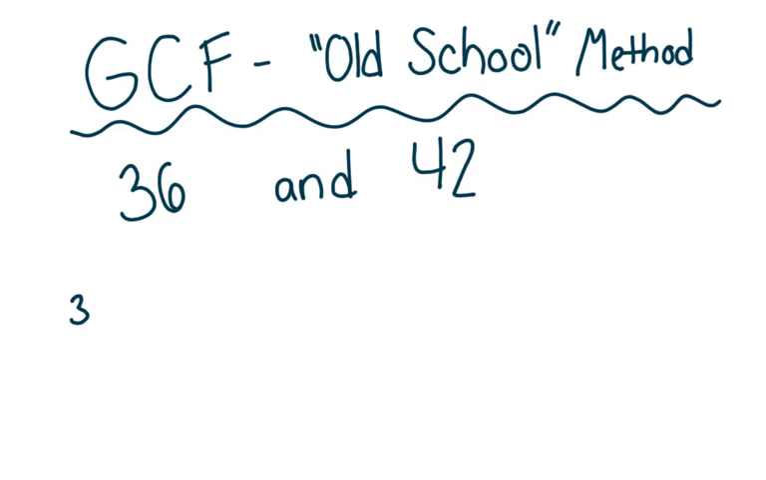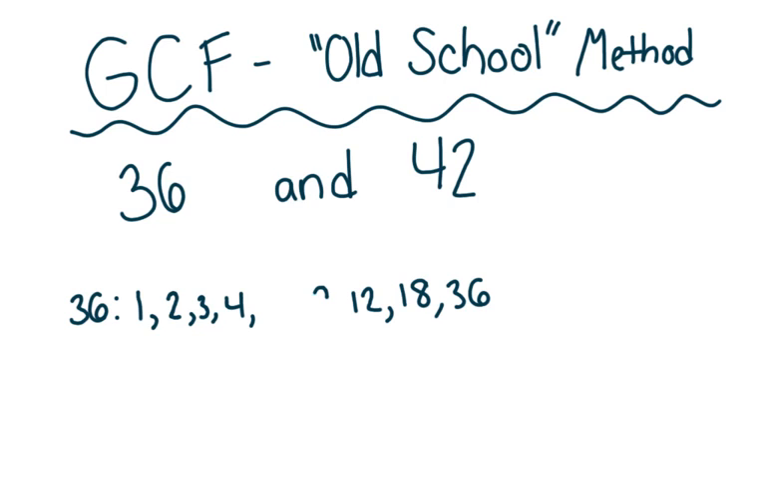So you might have seen them listed as 36 has the factors 1 and 36, because 1 times 36 is 36. 2 and 18, because 2 times 18 is 36. 3 and 12. 4 and 9, and then 6, because 6 times 6 is 36.